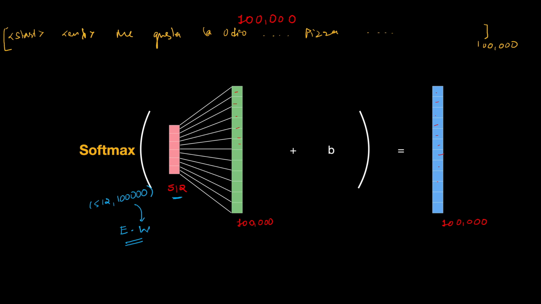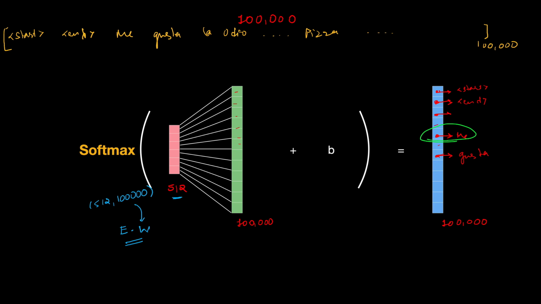So the sum of these 100,000 values is going to be equal to 1. Now each of these values corresponds to a particular word in Spanish. We can assume that the first dimension corresponds to start, the second dimension corresponds to end, and there will be some dimension that corresponds to the word me, some dimension that corresponds to the word gusta, and so on. Our prediction is going to be the word which has the highest probability.